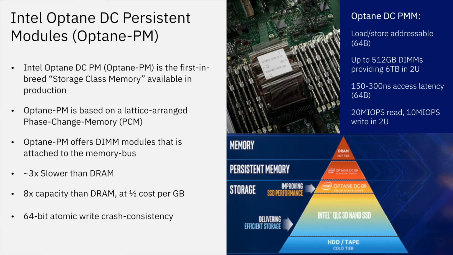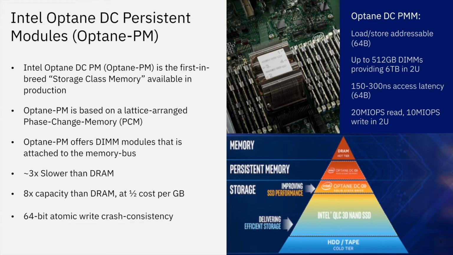Fortunately, a new breed of storage class memory is defined and developed, among which Intel's 3D-Xpoint is the first in-breed storage class memory designed for the massive production. It is based on phase change memory technology and can be directly attached to memory bus. This product from Intel is called Intel Optane DC Persistent Modules, and I will refer to it as Optane PM for convenience in the rest of the talk.